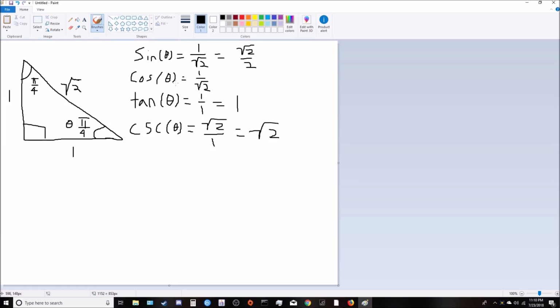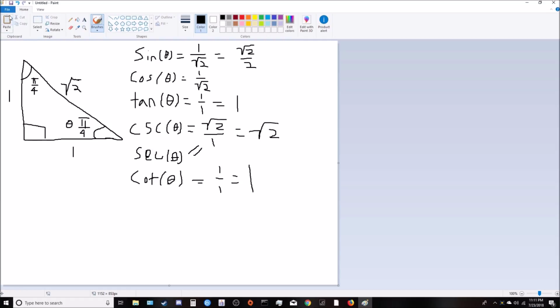Same thing with cosine theta. And since it's the same thing, I'm not going to bother writing the full thing out. I think you get the picture. Secant theta is equal to cosecant theta. And finally, cotangent theta. What's 1 over 1? If you flip that, it's still just 1 over 1. And there you have it. Those are all the trigonometric ratios for the 45, 45, 90 triangle.